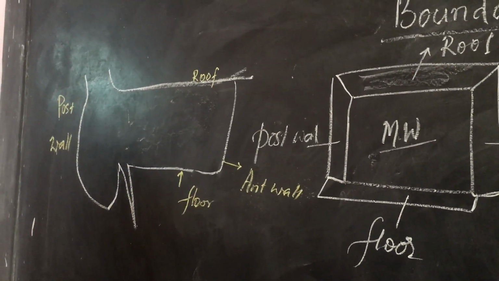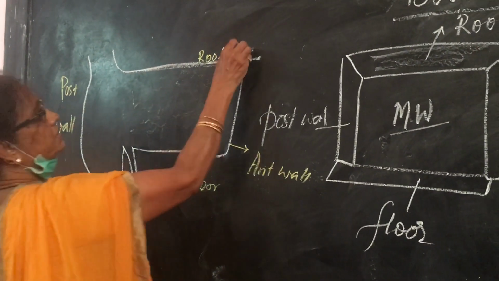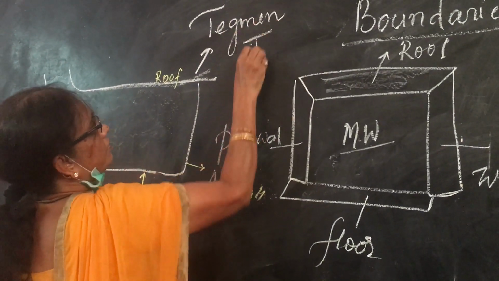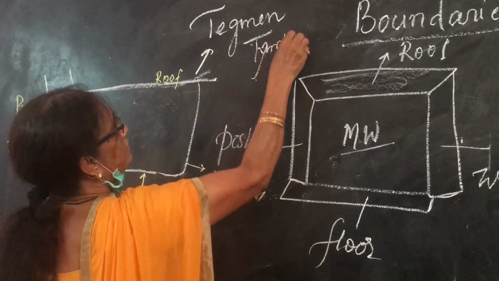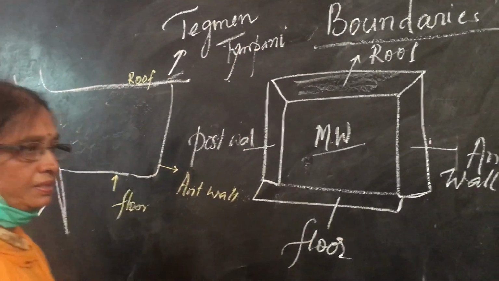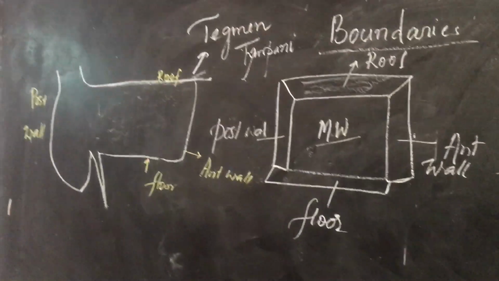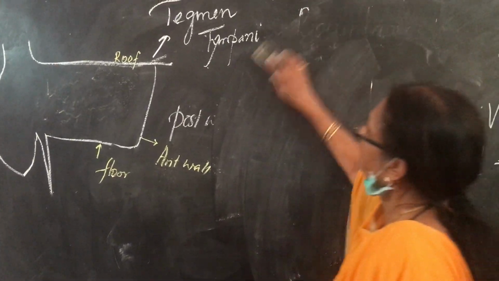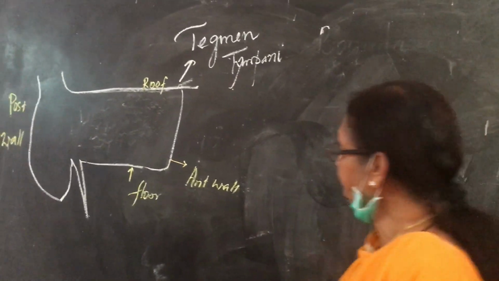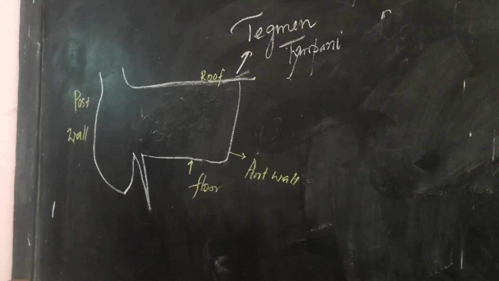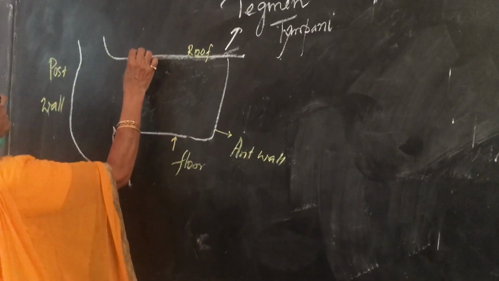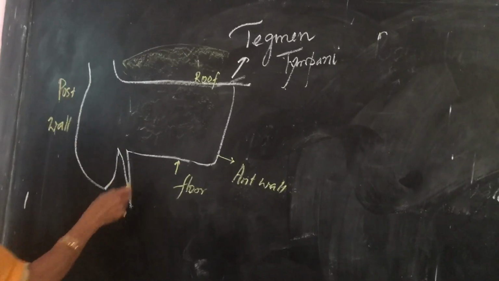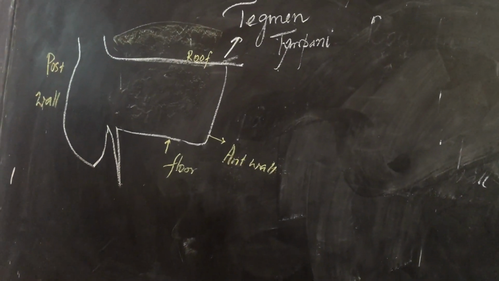Roof is mainly formed by a thin plate of bone. This bone you call the tegmen tympani. Tegmen tympani belongs to the petrous part of the temporal bone. So the roof is formed by tegmen tympani belonging to the petrous part of the temporal bone. The roof separates the temporal lobe of the brain, or the middle cranial fossa, from the middle ear cavity.